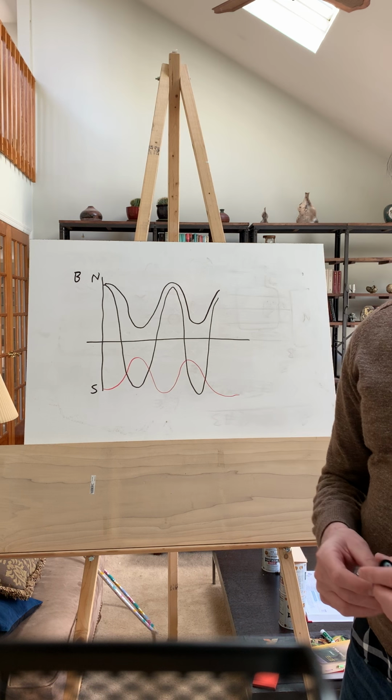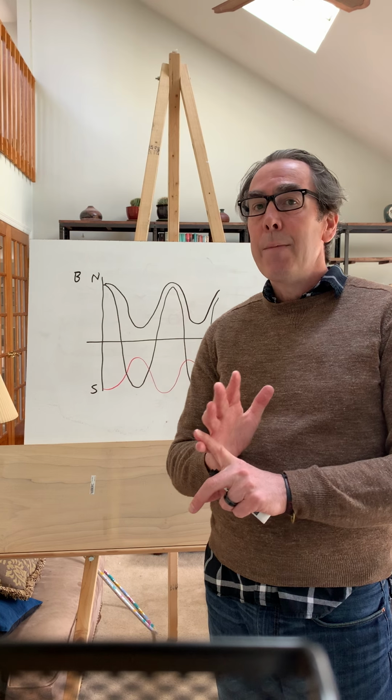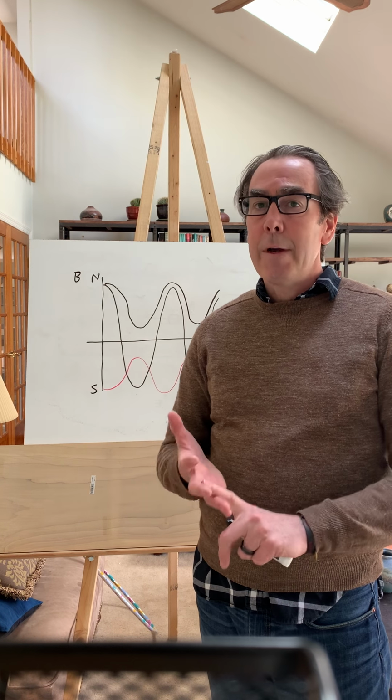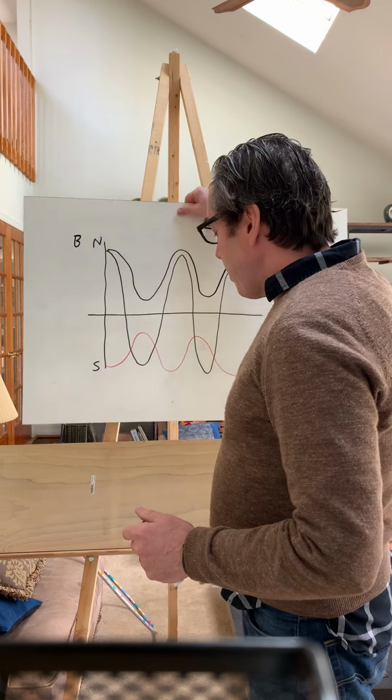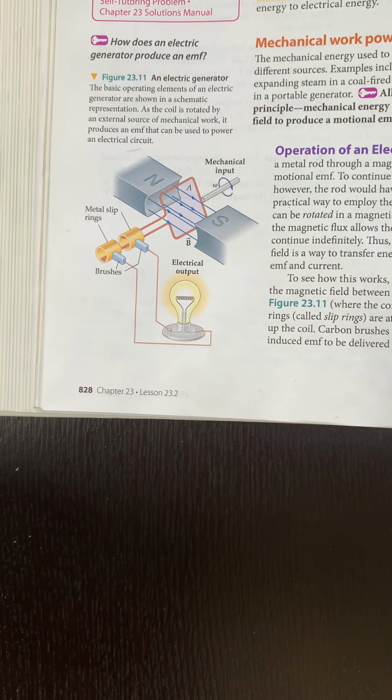And so what's happening is that change in the magnetic field, the change in the flux, produces an EMF in the coil that drives current. An EMF just means voltage. Now, there's another way we can do that, right? Instead of physically moving the magnet around, what if we fix the magnet into place? And we're going to take a look at an image from your textbook. This is chapter 23.2, page 828, and it's image 23.11.